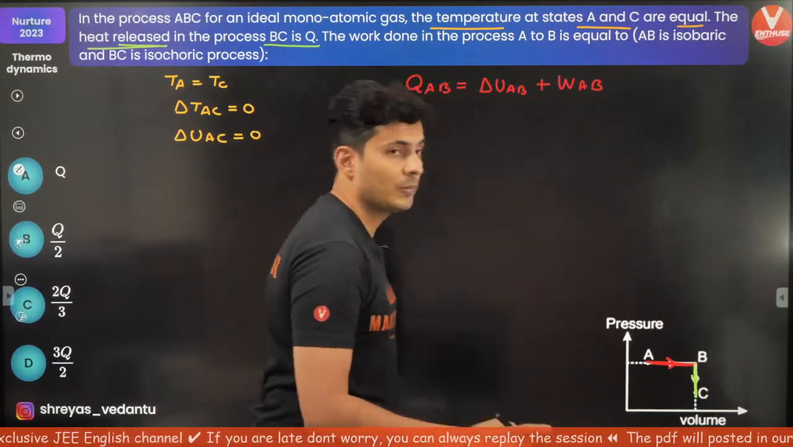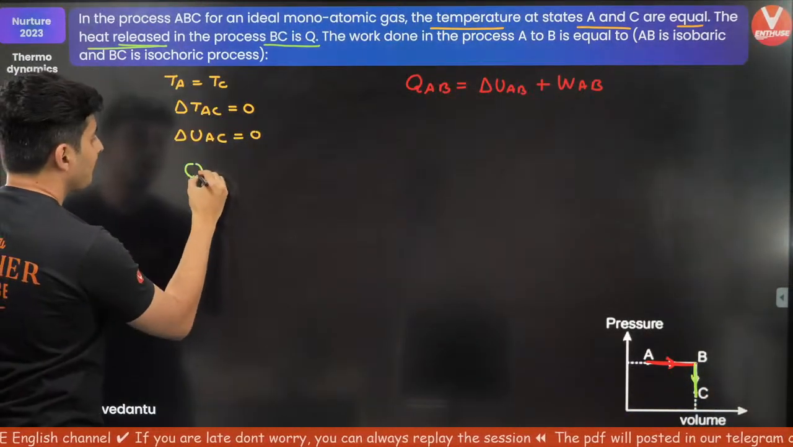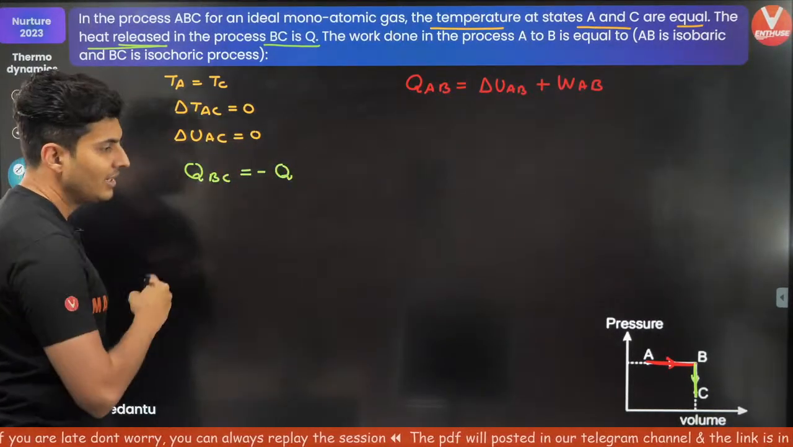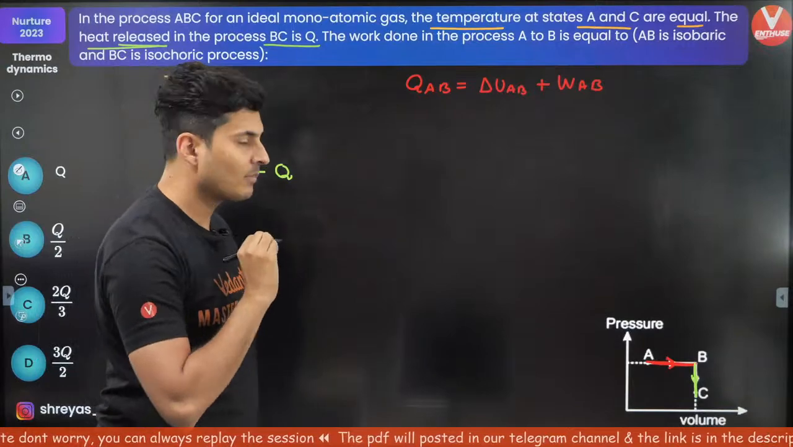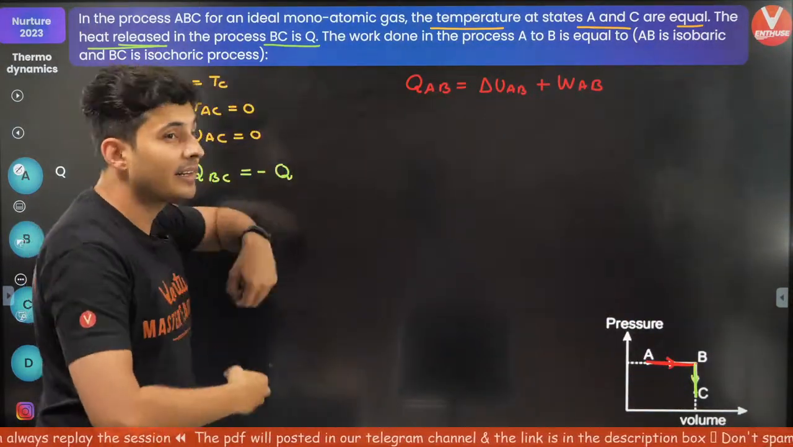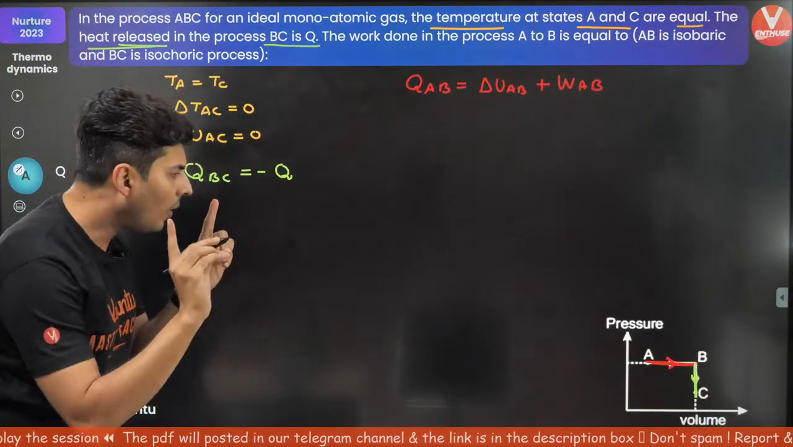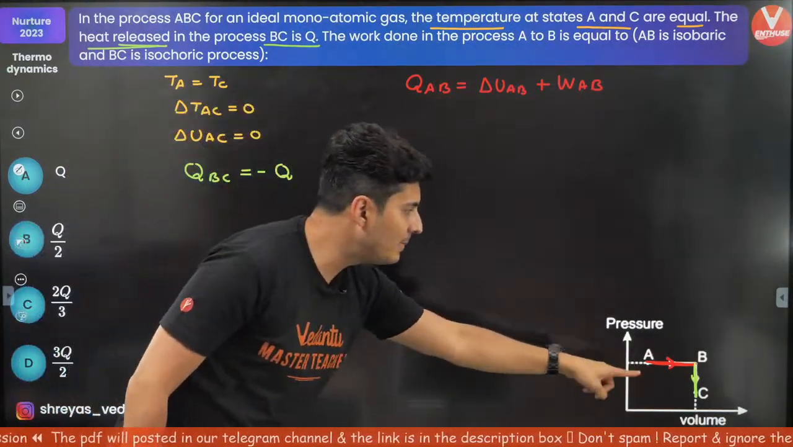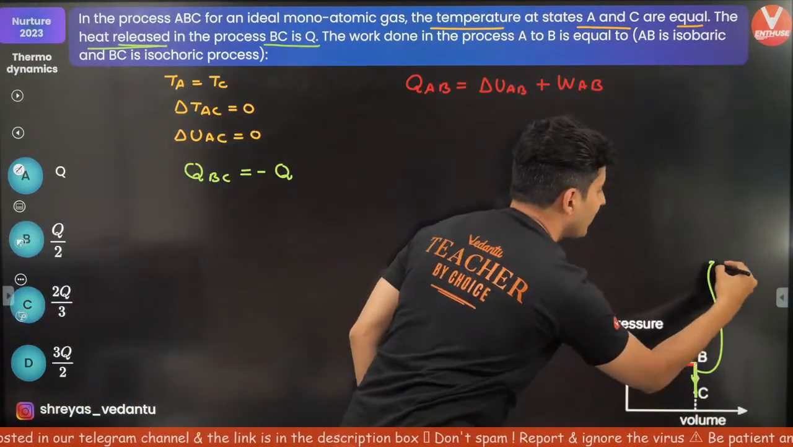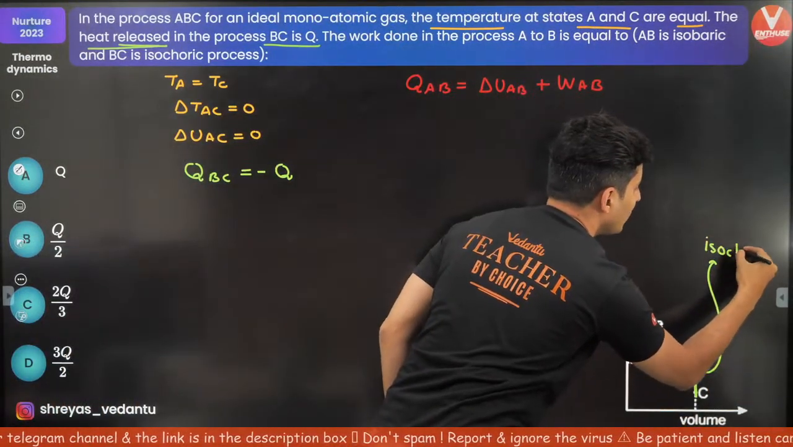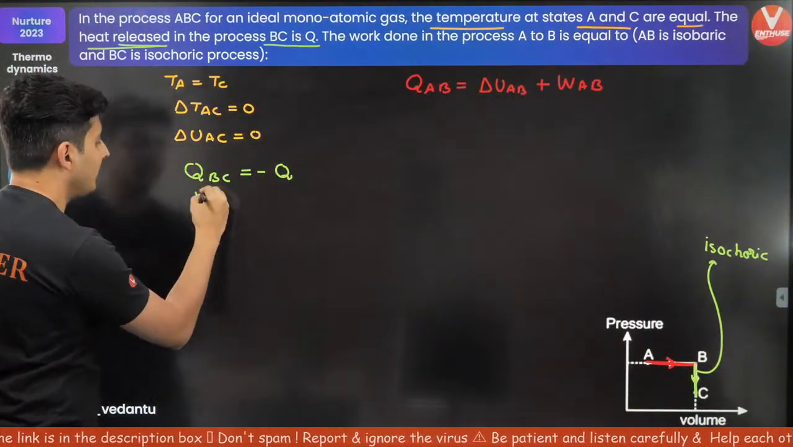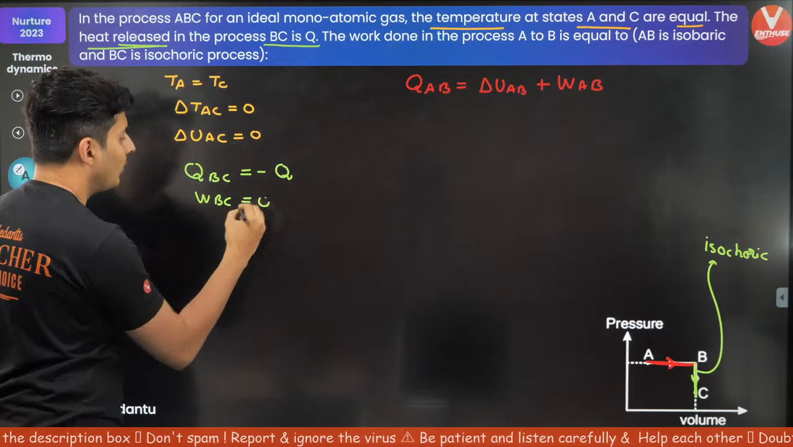Let's see what we do now. Q in the process BC is minus Q. Do you guys get it? Why? It's minus Q because it is given as released. Release means negative. Also, graphically, B to C is nothing but an isochoric process. I don't know whether you realized it. It's an isochoric process. So work done from B to C is 0.